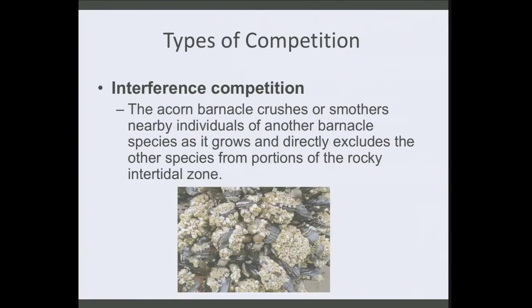An example of interference competition in animals, here's acorn barnacles. Acorn barnacles will actually grow on top of other barnacles or other species, and as they do that, they will crush them or smother them. They'll prevent them from eating, and so they do that to exclude them from the location, which is a rocky intertidal zone, and give themselves more room to spread out. And so they actually will directly interact and interfere with the function of another individual.